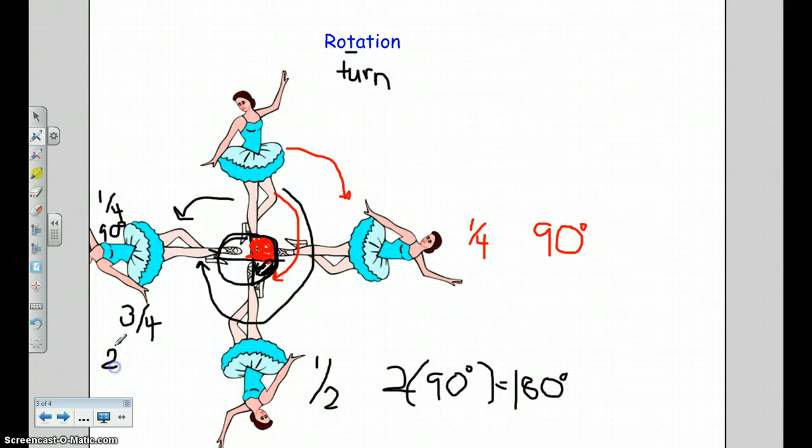Had I counted her going clockwise, then she would have made a 3/4 or 270 degree turn because she did 3 90-degree segments. So 90, 90, and 90. 9 times 3 is 27. So it would be a total of 270 degrees.